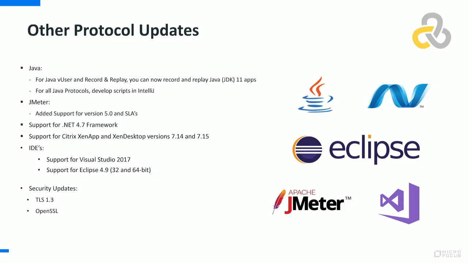within the controller. For .NET, we added 4.7 framework support. For Citrix, we added support for 7.14 and 7.15 of Citrix XenApp and XenDesktop. For IDEs, we included support for Visual Studio 2017, as well as Eclipse 4.9, which is supported for 32 and 64-bit OSs. From the security side, we now support TLS 1.3, and we upgraded our OpenSSL to 1.1.1.